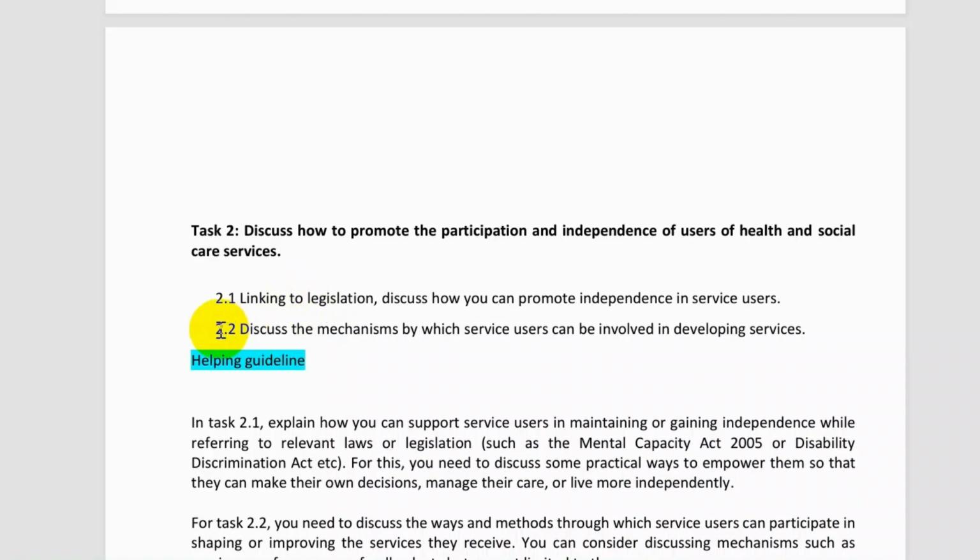Whereas the assessment criteria 2.2 is very simple, which is all about how service users can be involved in developing the services they use, or the service development process. So in this criteria, you simply need to discuss the mechanisms by which the service users can be involved or their involvement can happen.